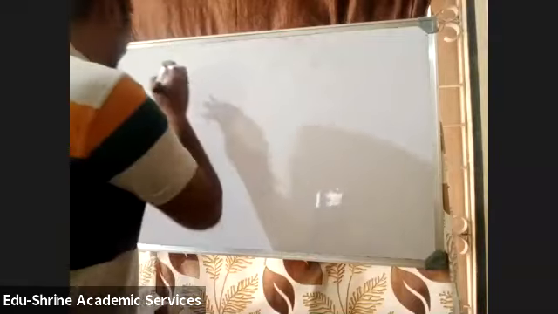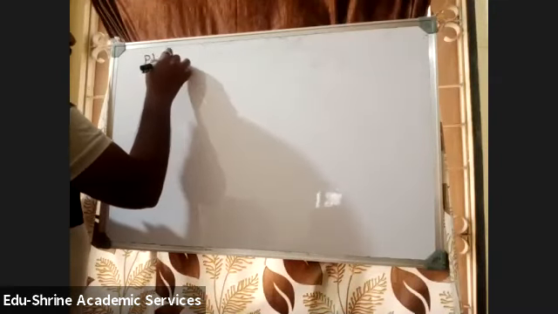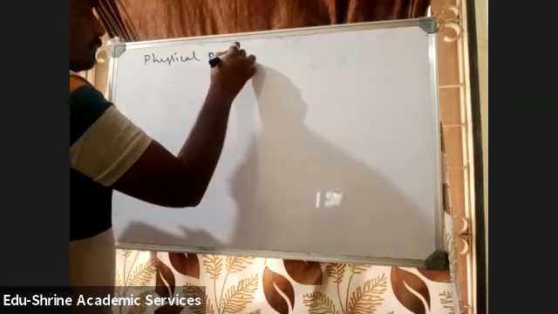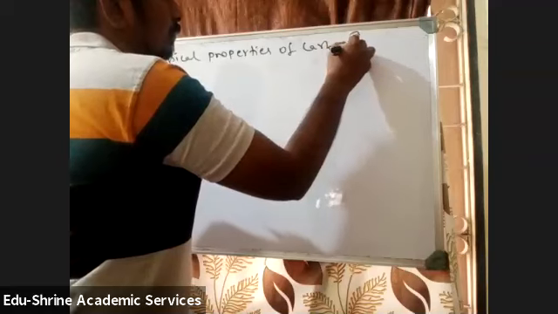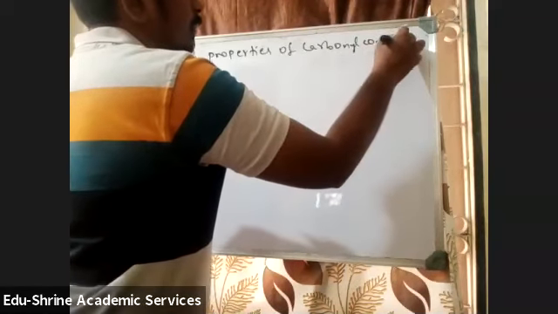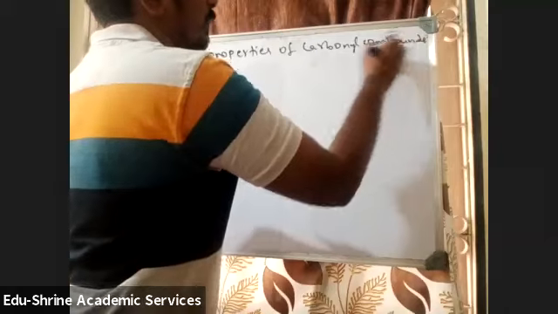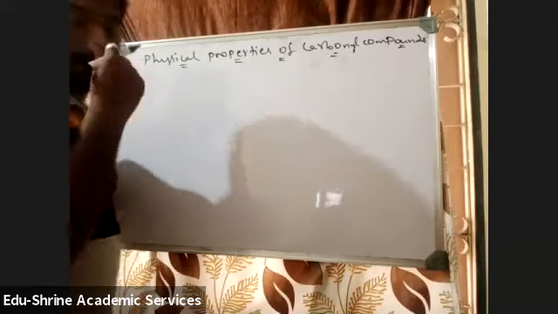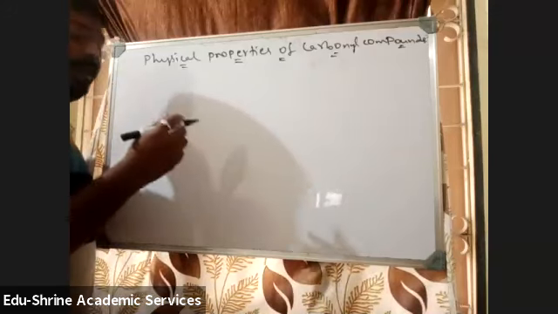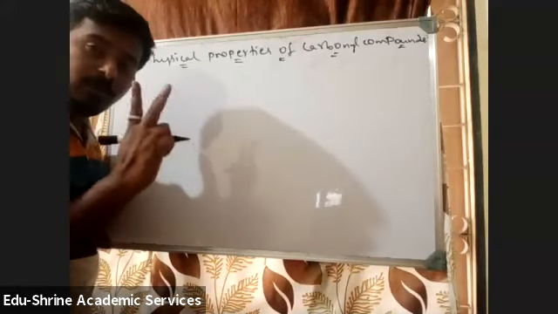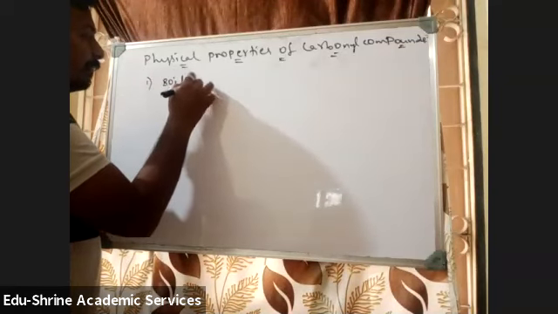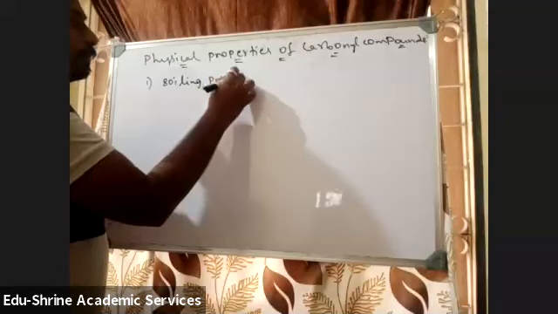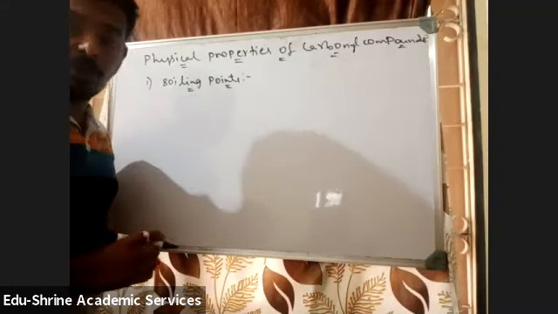Now coming to the physical properties of aldehydes and ketones, carbonyl compounds. Whenever I talk about physical properties, there are two: one is boiling point, the other one is solubility.